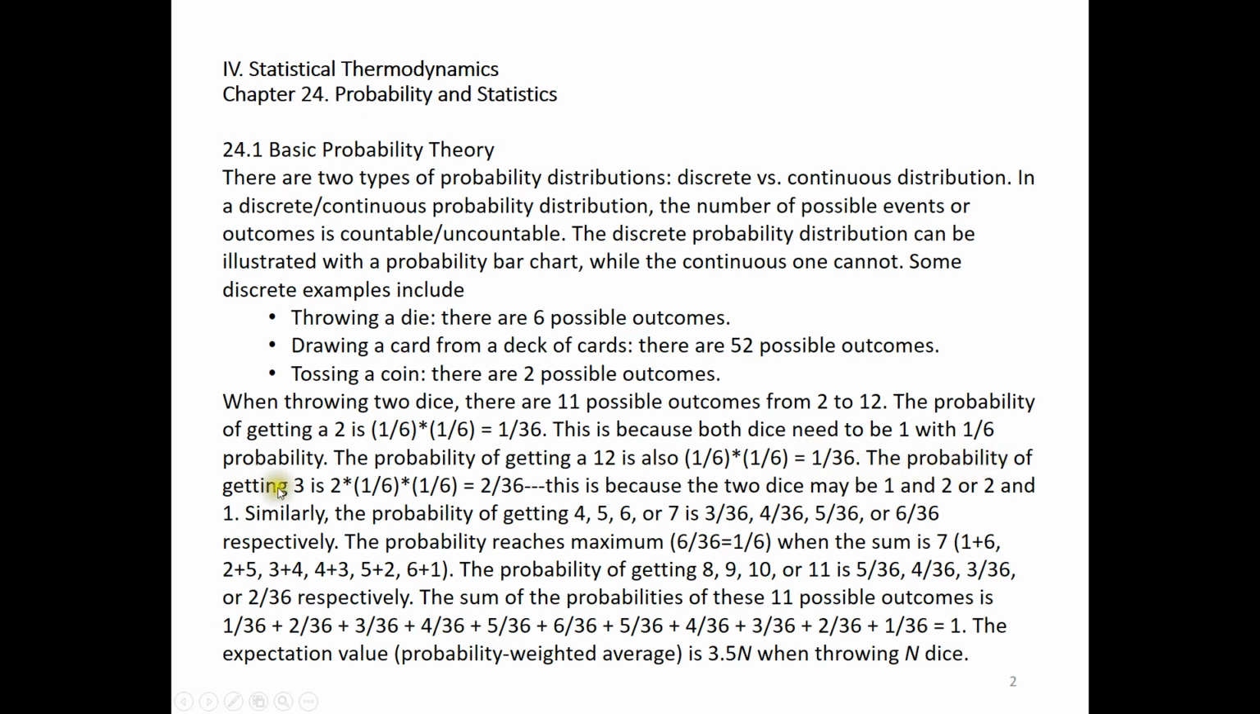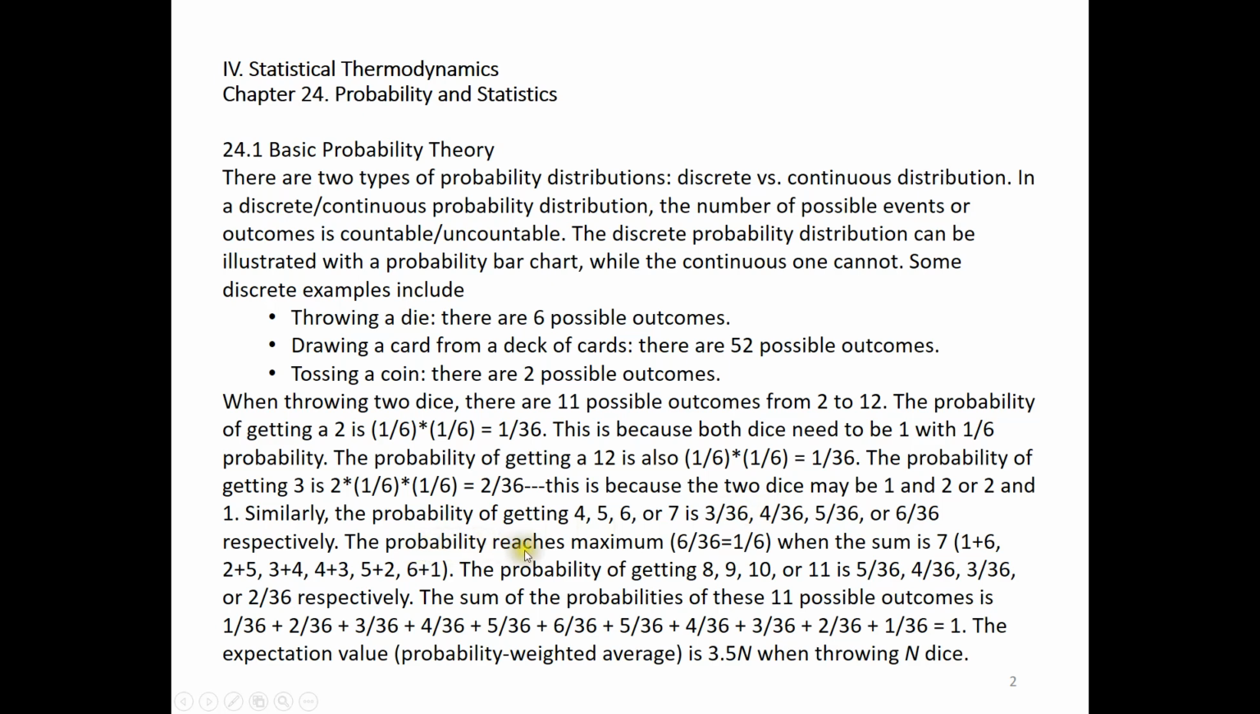What's the probability of getting a 3? Well, it's different, because this time when we threw 2 dice, it can be 1 and 2, or it can be 2 and 1. So the probability is 2 times 1 over 6 times 1 over 6. It's 2 over 36, a bit larger. What's the probability of getting a 4? Well, you could get 1 and 3, 2 and 2, and 3 and 1 out of these 2 dice. So the probability is 3 times 1 over 6 times 1 over 6. It's going to be 3 over 36.